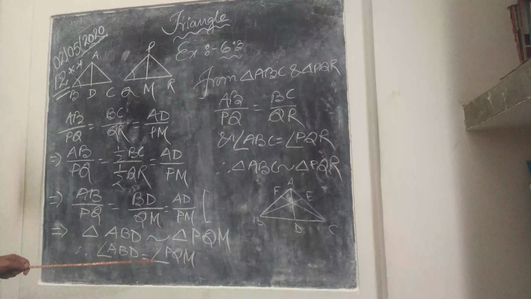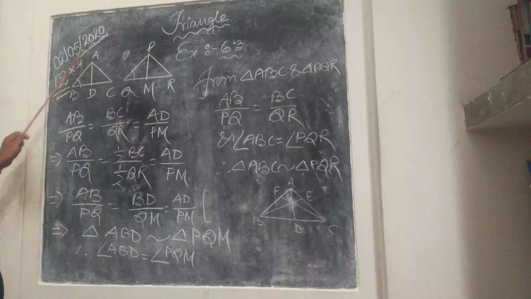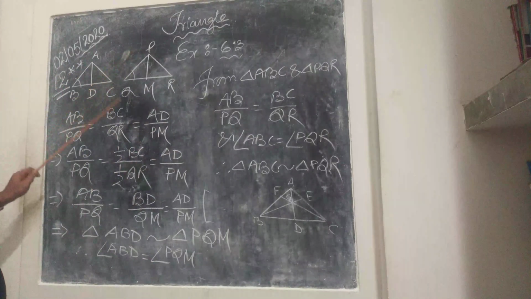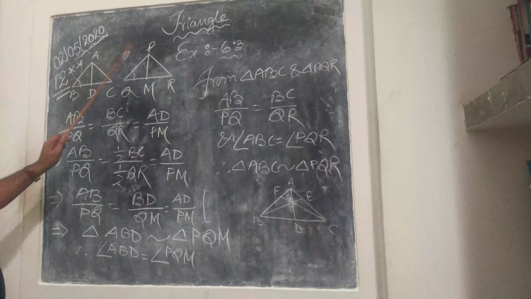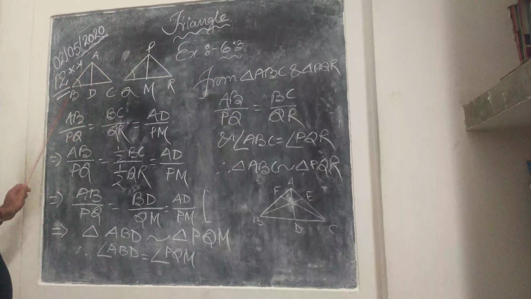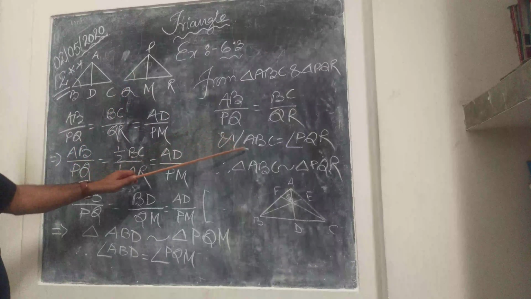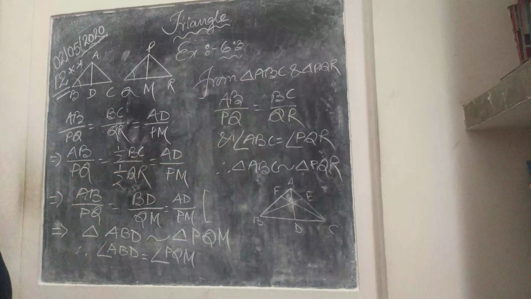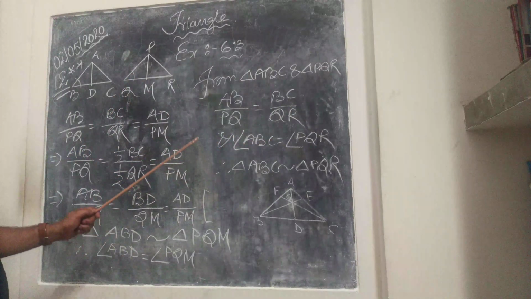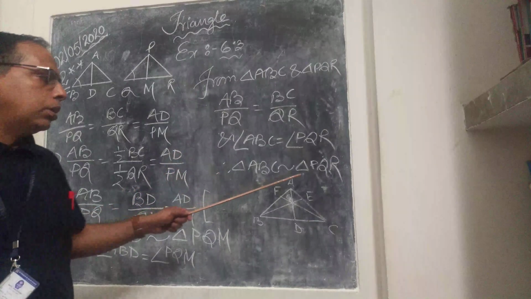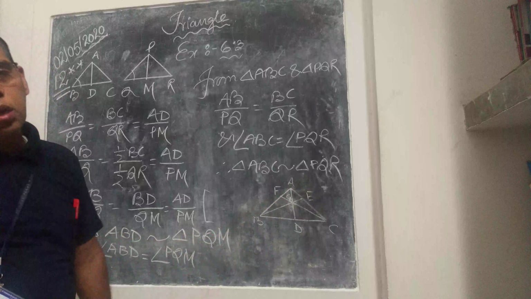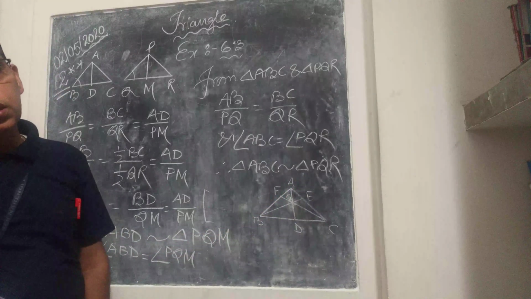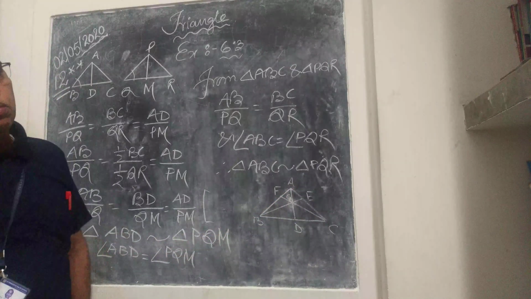And that's what is written. Then from triangle ABC and triangle PQR, we get AB by PQ, BC by QR, and angle ABC equals angle PQR. This implies triangle ABC is similar to triangle PQR. This is question number 12.